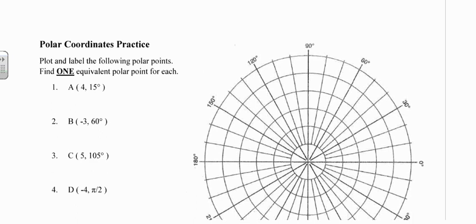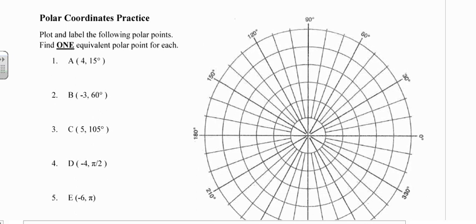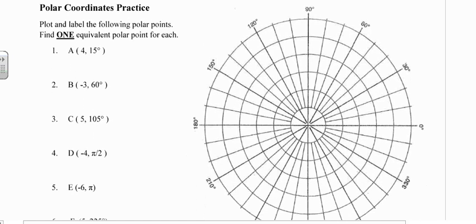Like I did on the first page, I'm going to go ahead and draw the angles in there just to keep your diagram clean and neat and tidy. You might want to just follow along as I do that, but not actually draw on your own polar axis. So for number 1, it says find one equivalent polar point for each of these. I'm going to go ahead and start.